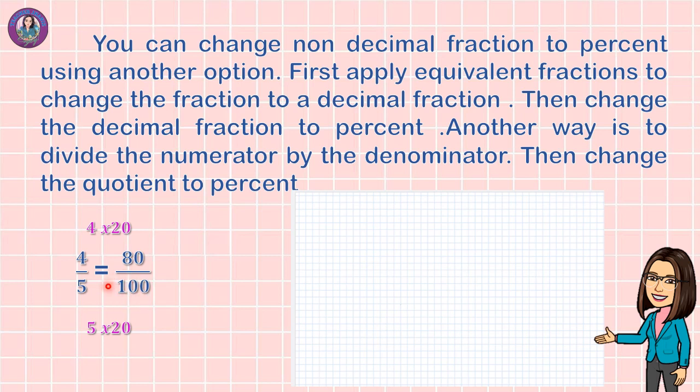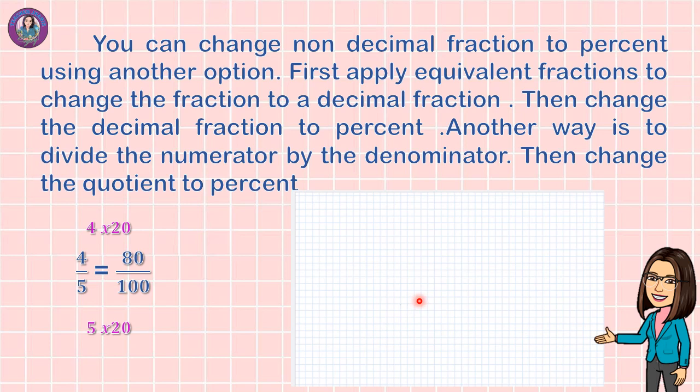So a non-decimal fraction, 4/5, is 80 hundredths in a decimal fraction. Then we could change it to percent. So 80 hundredths is 80%. Copy the numerator, then add the percent symbol.